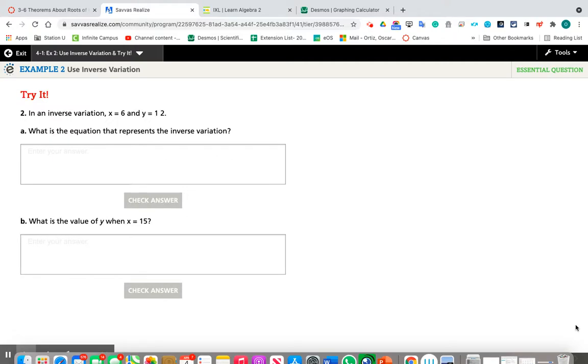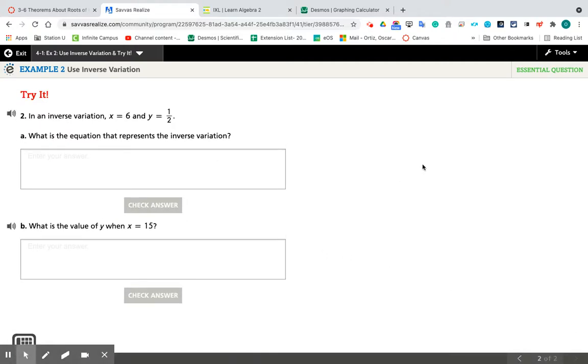So let's pause there and please try to answer the two questions, knowing that this is inverse variation. If x equals 6 and y equals 1/2, what is the equation, first of all? So remember, you multiply, that's the constant of proportionality, and then y will be equal to the constant of proportionality divided by x. That's the general equation. And then, of course, you can plug in x equals 15 to find the corresponding answer for y.